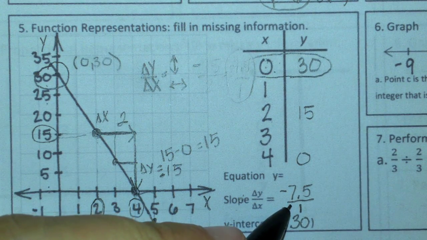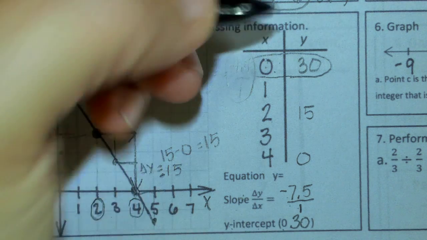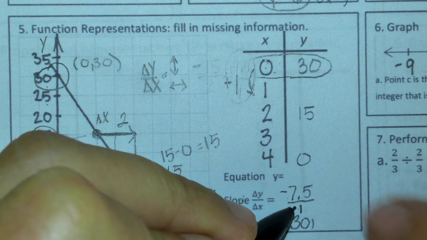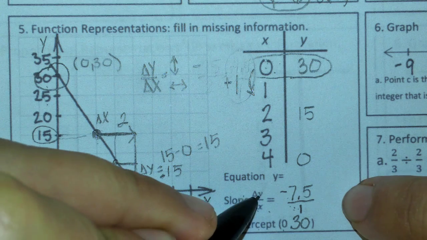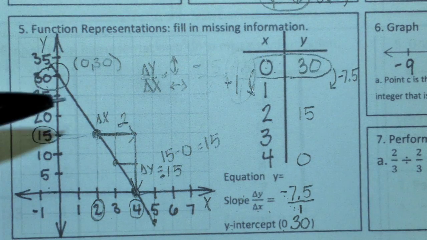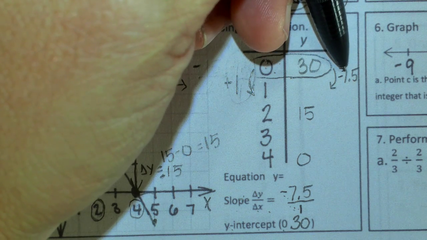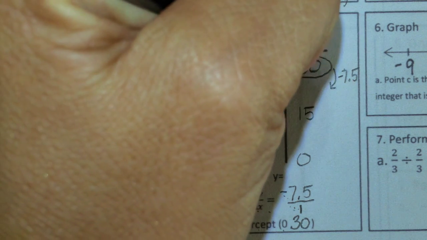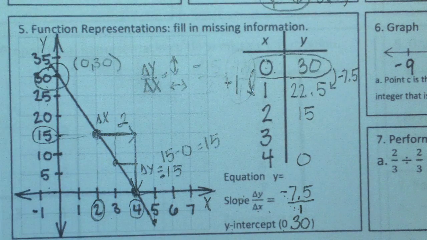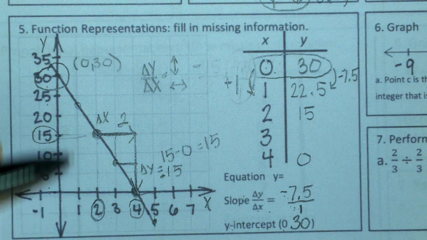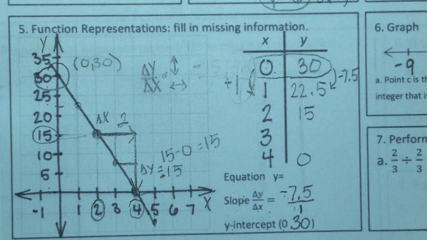Okay? I'm actually going to erase this so that I have some working room. And I'm going to bring us back here. Change of x is 1, change of y is negative 7.5. So if I'm going to increase by 1 for my x, then I'm going to decrease by 7.5 to get to my 1. Okay? So if I'm at 30, I'm taking away 7.5, and now I'm at 22.5. And that looks like a good point. So if I go back to the graph, we're at that coordinate point, 1 and up to 22.5.